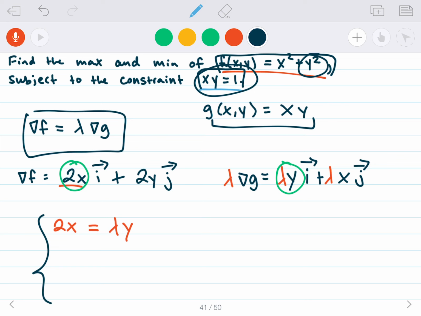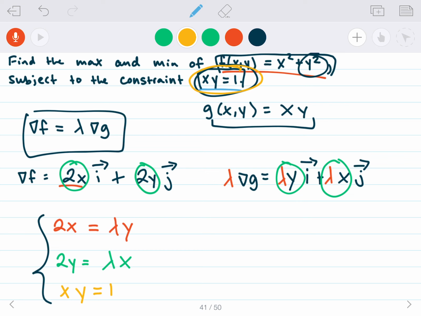And I also have an equation, this guy, 2y, is equal to this component, lambda x. All right. And then my third equation, what I always like to write as my third equation, is my constraint equation that I started with, xy equals 1. Okay, so I have 3 equations and 3 unknowns, and I can solve this, okay? So I have a system of equations here.